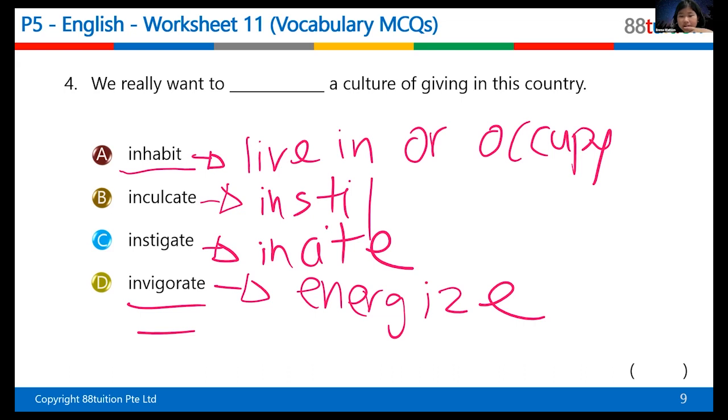The answer is B. Yes, very good. Can you tell me why the answer is B? What's the clue in the sentence? Culture. Yes, you're instilling a culture, right? I want to instill a culture of giving. What kind of culture? A culture of giving. So good. Give yourself 2 points, one for the answer and one for the culture of giving. That is the clue. Alrighty, very good.